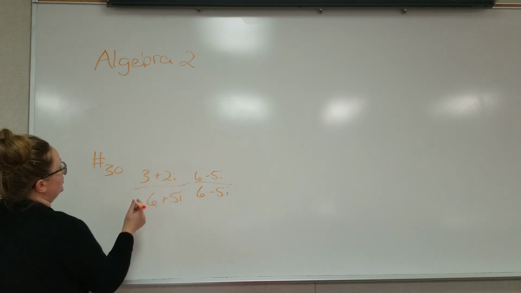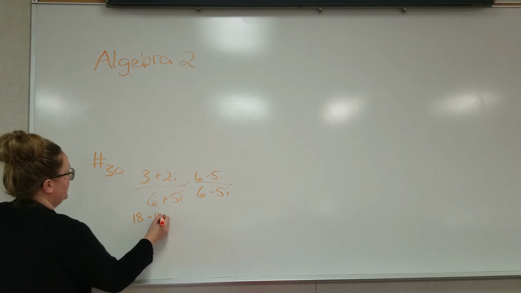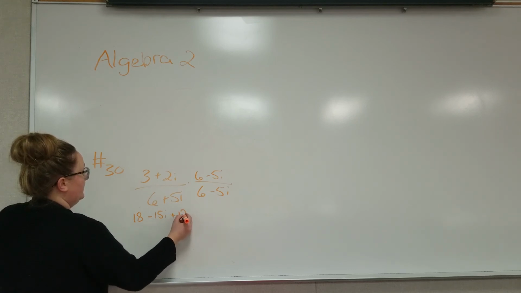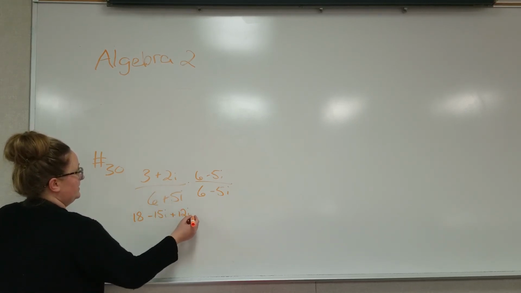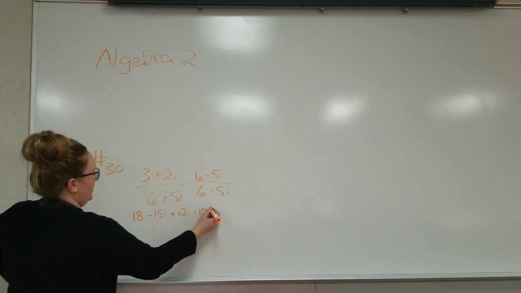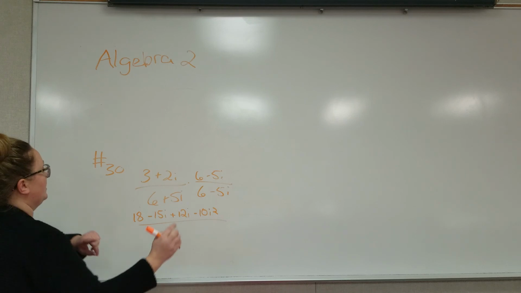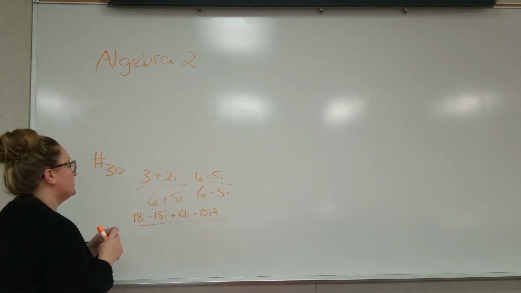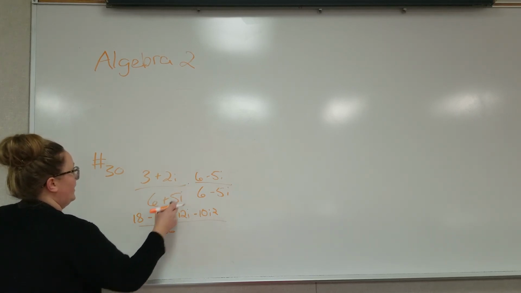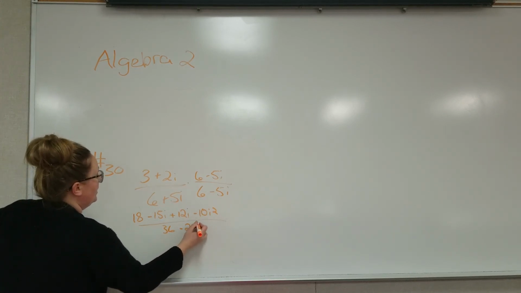All right, so first is 18. Outer is 3 times negative 5i, so negative 15i. Inner is 6 times 2i, so that'd be 12i. And last is negative 2i times negative 5i, which is negative 10i squared. All right, and then the bottom, remember on the bottom when you multiply by the conjugate, you only have to do the first terms and the last terms because the middle two are going to eliminate. So 6 times 6 is 36, and then 5i times negative 5i is negative 25i squared.